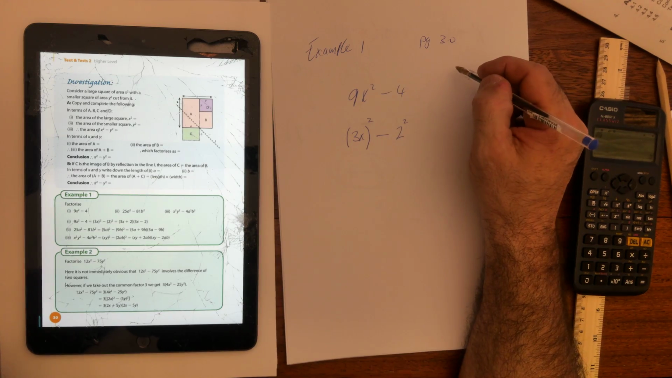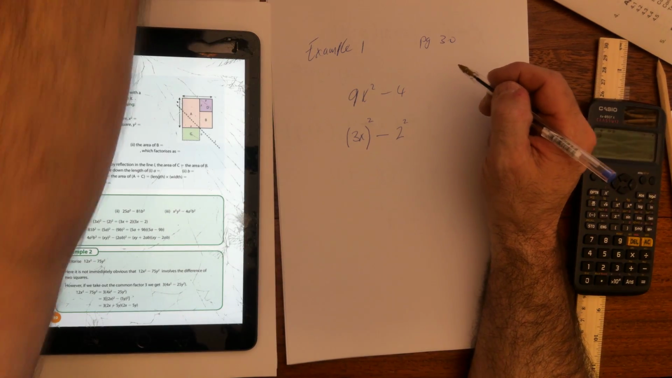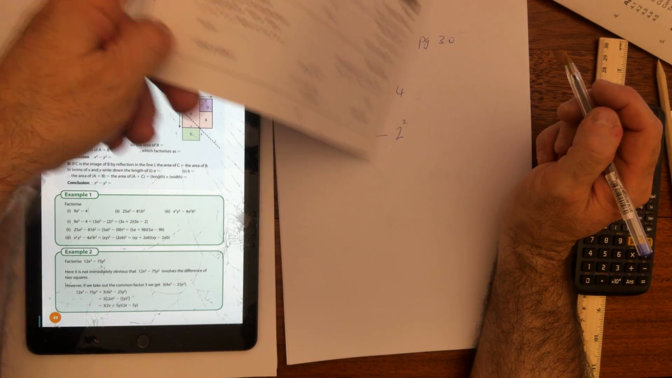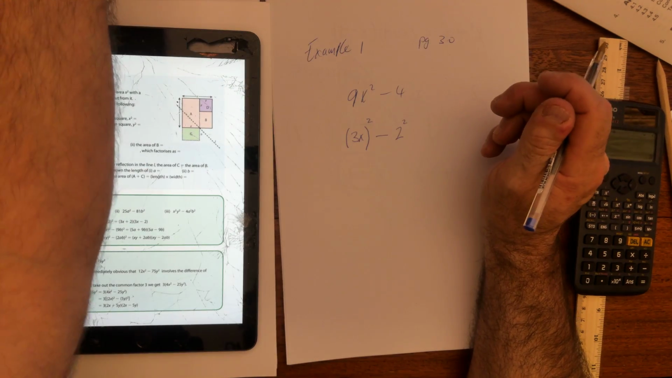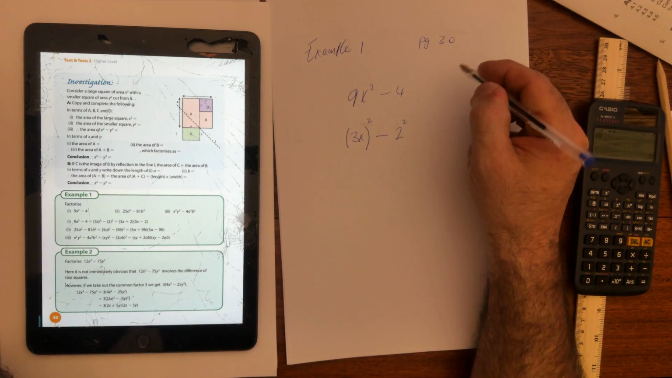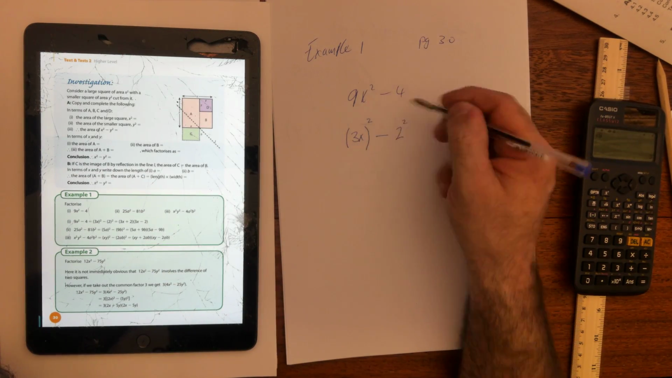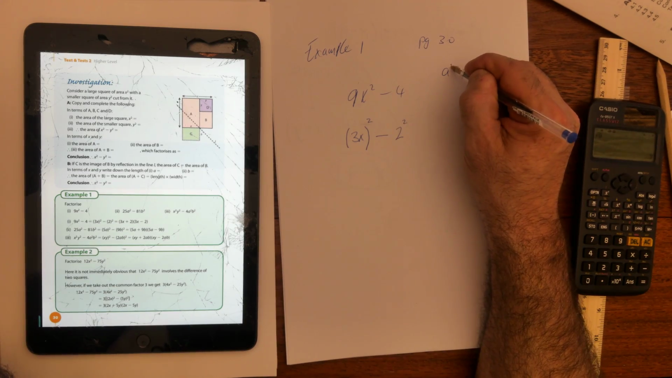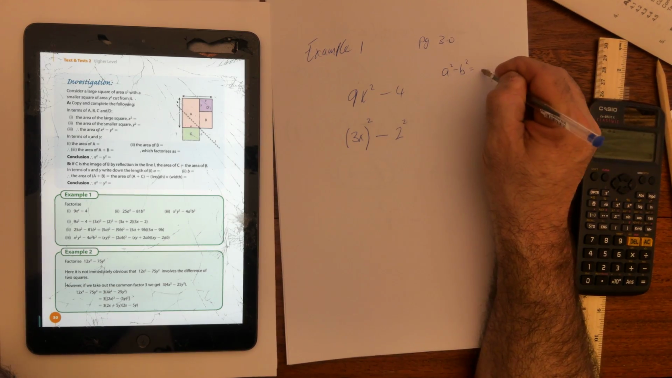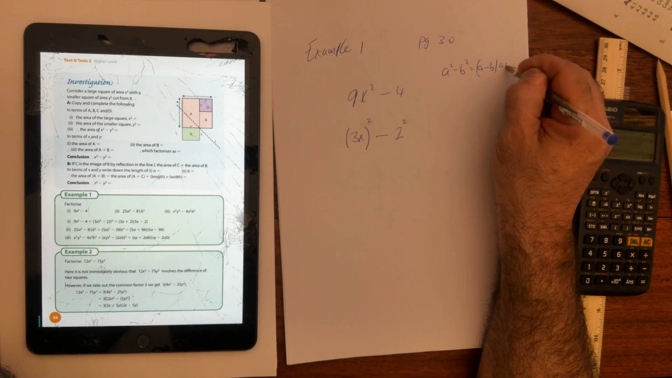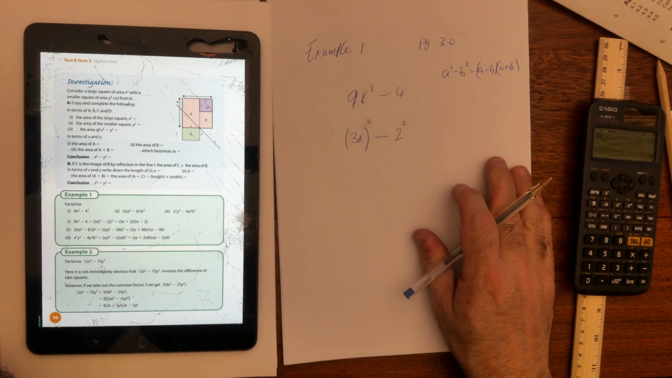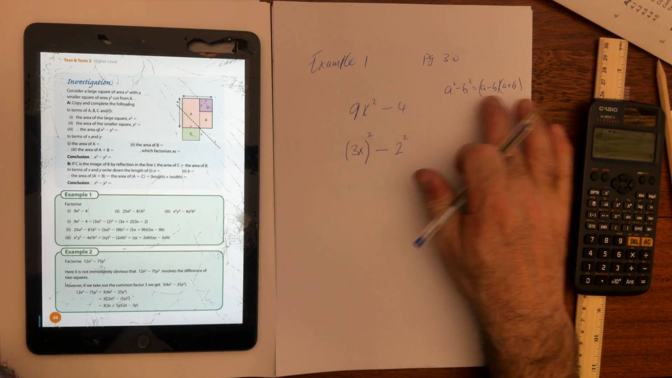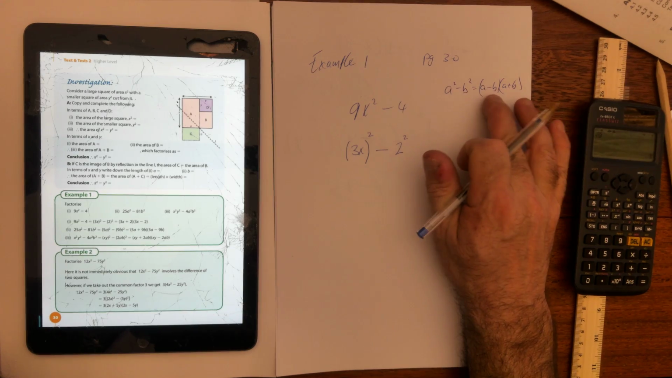Now it's not in your tables, so there's no point going looking for it in here. But you do want to treat it as a formula. Just because it's not in the tables doesn't mean you shouldn't write down the identity. Because we're using x's here, we might use a squared minus b squared is equal to a minus b by a plus b. So just because the formula isn't in the tables doesn't mean you don't write it down. Okay, so this will guide us.